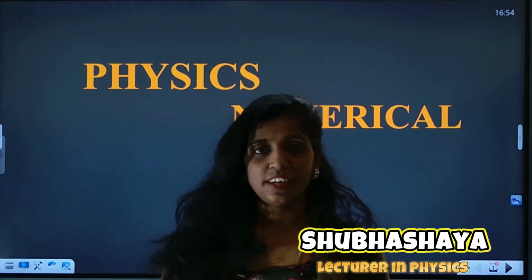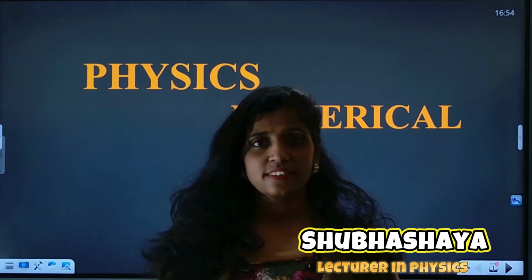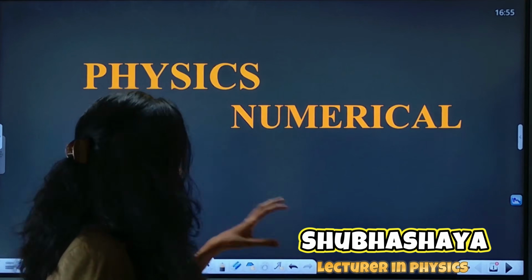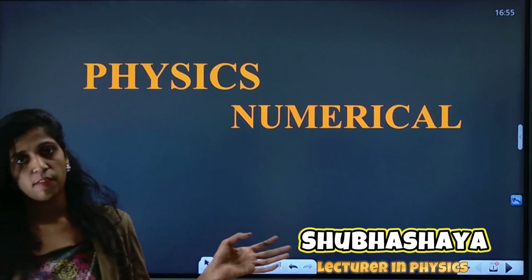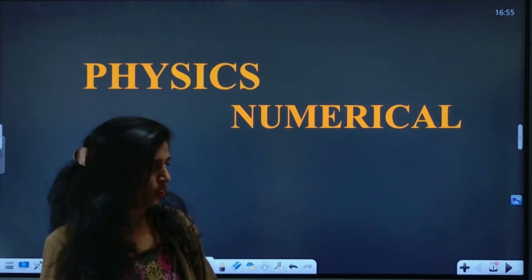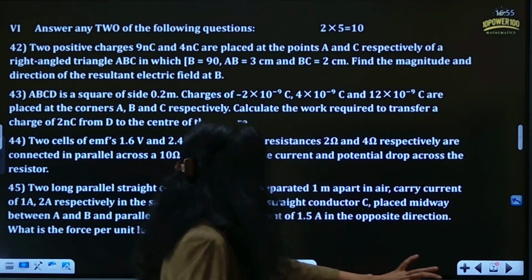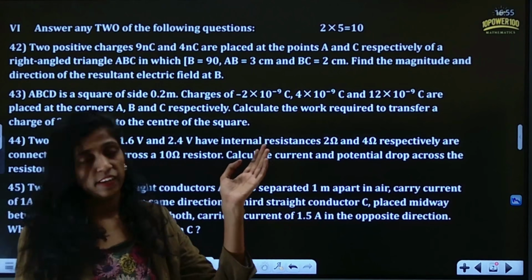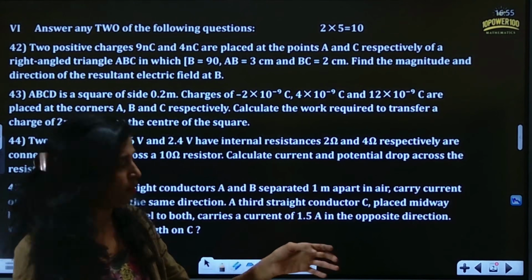So I'm Subhashya. Today let us discuss the physics numerical section. These were the questions which appeared in our midterm paper, Bangalore North. Let us discuss all the 5 questions today. These were the 5 questions which were asked, from electrostatics and current electricity, and moving charges and magnetism.